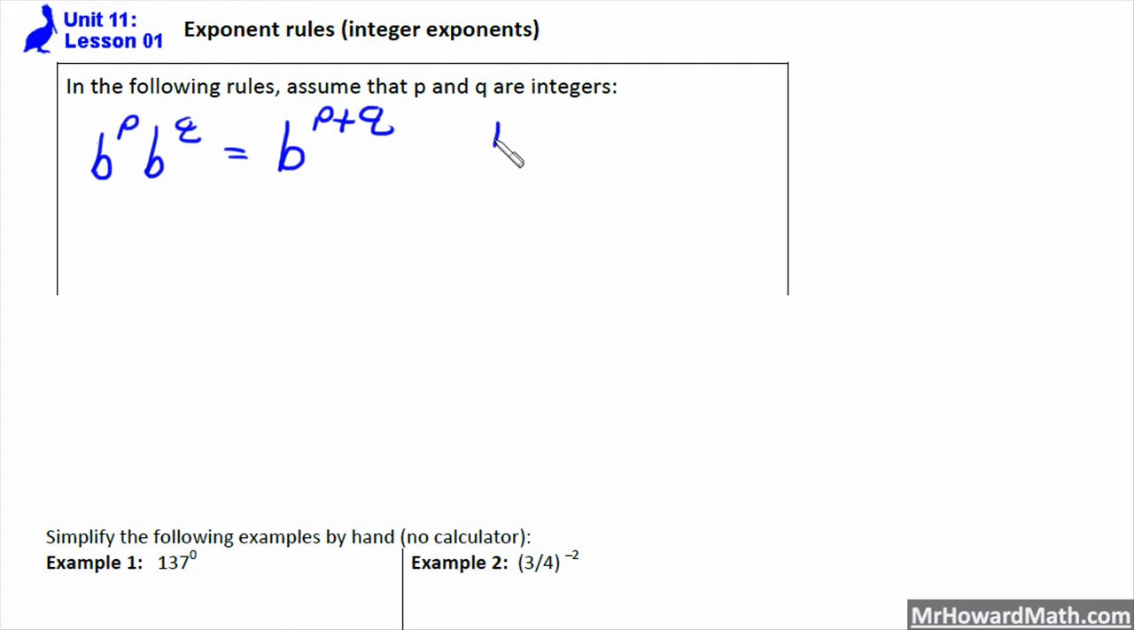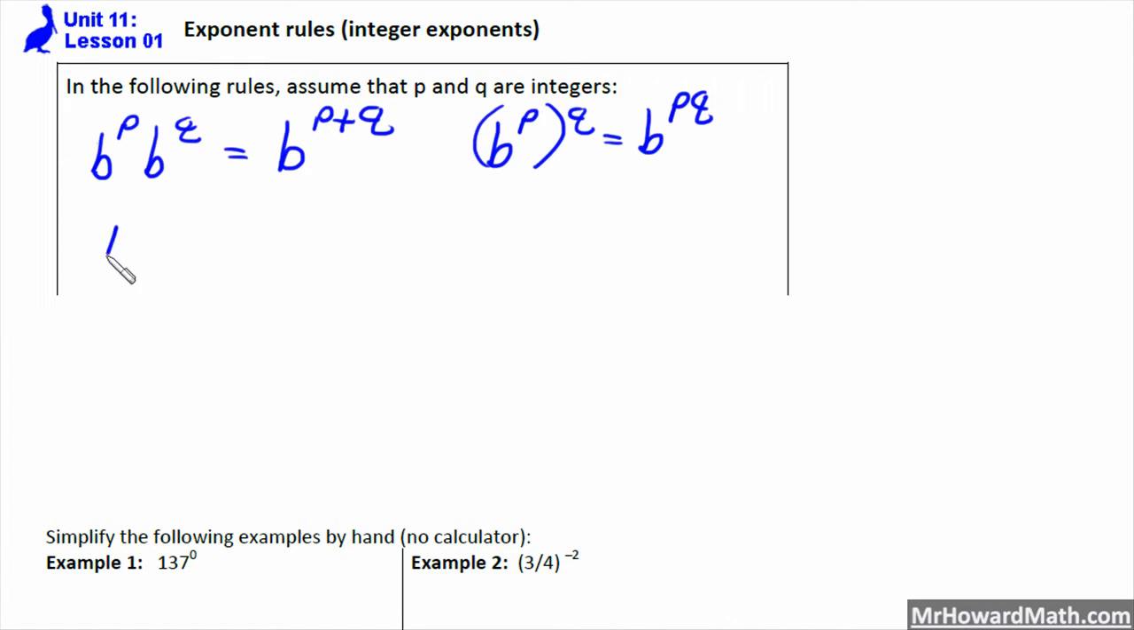Next rule, we have base B raised to the power of P, all inside parentheses, and that whole thing raised to the Q power, so outside to inside we actually multiply those exponents, so that's equal to the base raised to the power of P times Q. So outside to inside we multiply.